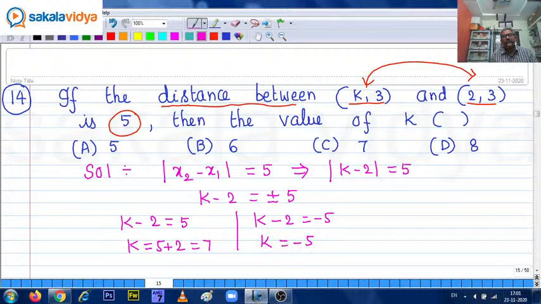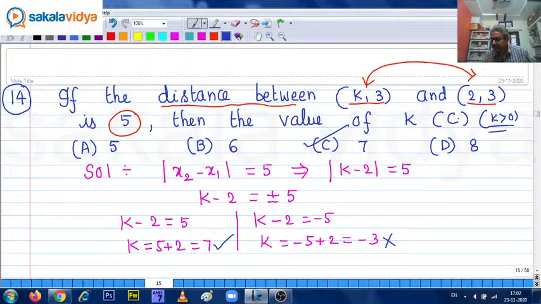K equals minus 5 plus 2 minus 3. Either 7 or minus 3, both are correct. Actually 7 is given, but in the question itself one condition needs to be given. That condition I will mention, but it's not given. In the examination they give it like this: k is greater than 0. K is positive, then we need to neglect this solution and consider this solution. So obviously C is the right option.